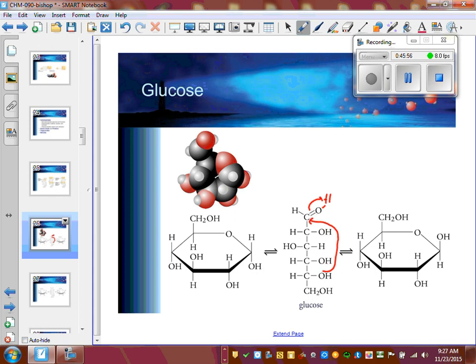Now when I attack this C double bond O, I can attack it from the left or the right. If I go one way, you see in the ring, and that's why it's heavy here, because it means the ring's in the plane, I get the OH above the ring. If I come in from the other side, I get the OH below the ring. When the OH is above the ring, this is called beta. When it's below the ring, it's called alpha.